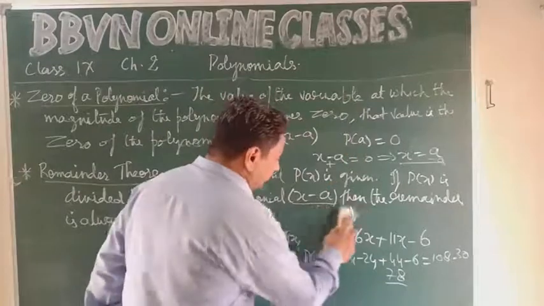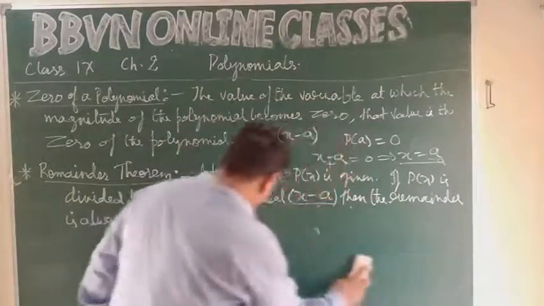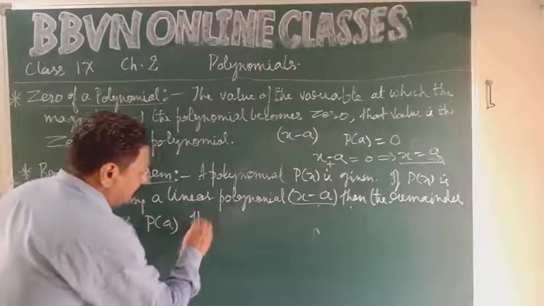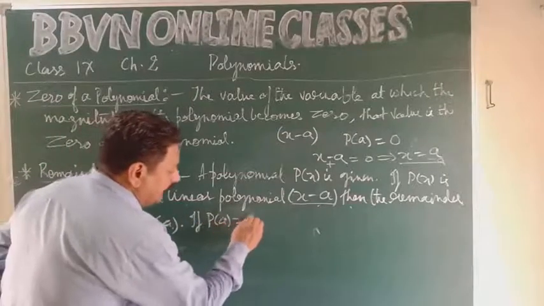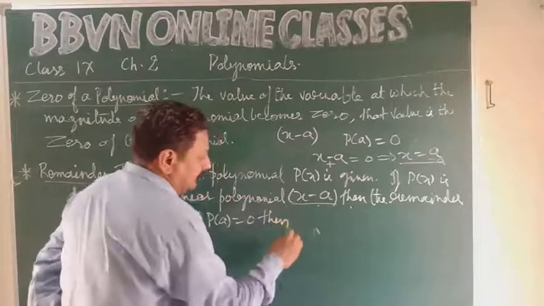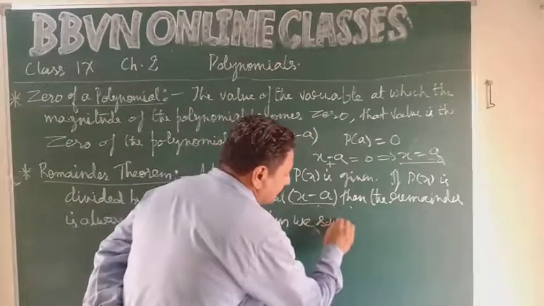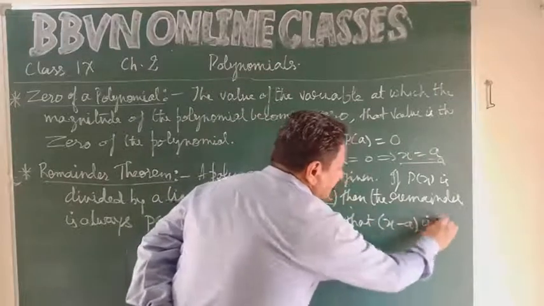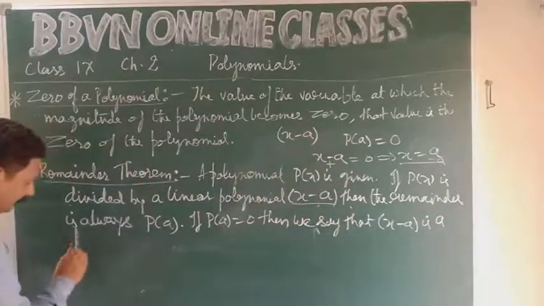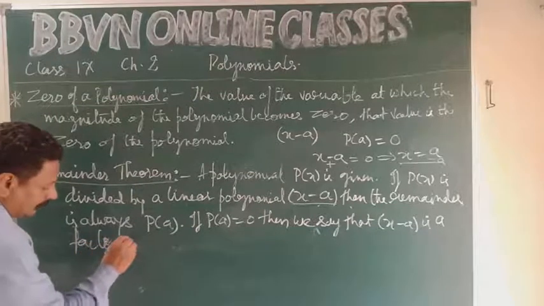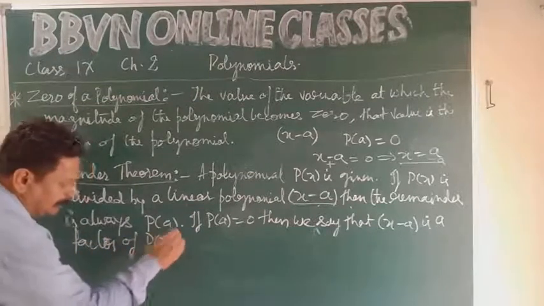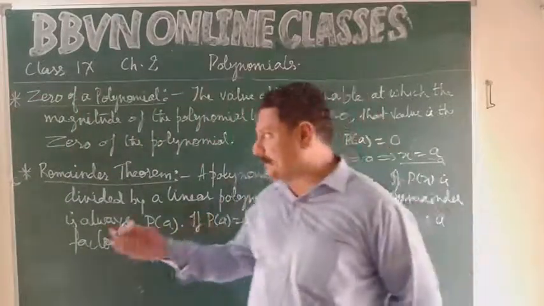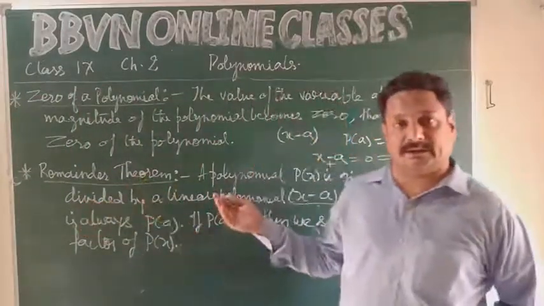तो इसको थोड़ा सा बढ़ा देते हैं, डेफिनेशन को थोड़ा सा एक्सटेंड कर देते हैं. Now if p of a is equal to 0, then we say that x minus a is a factor of polynomial p of x. So remainder theorem concludes the factor theorem. Remainder theorem से थोड़ा सा आगे चलेंगे तो factor theorem आ जाएगा अपने पास.